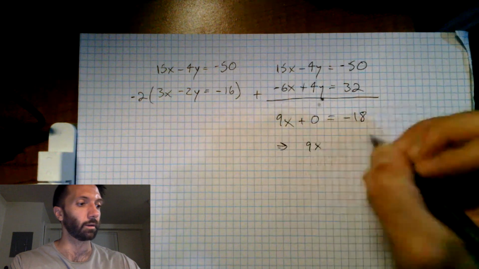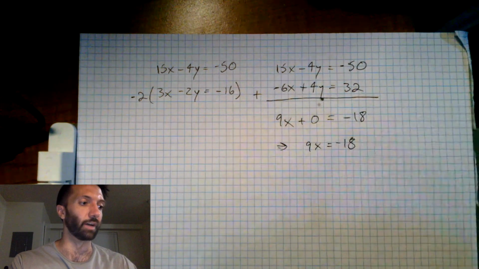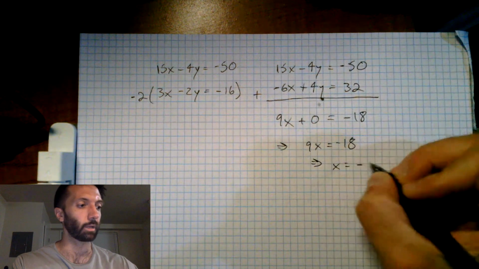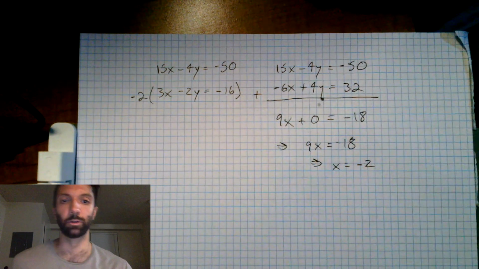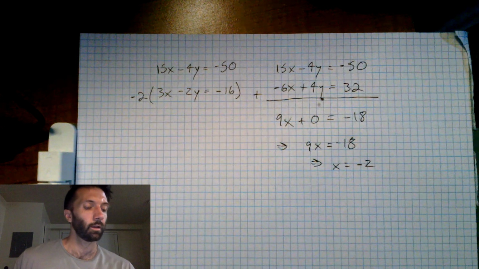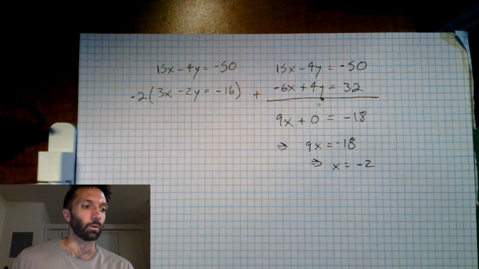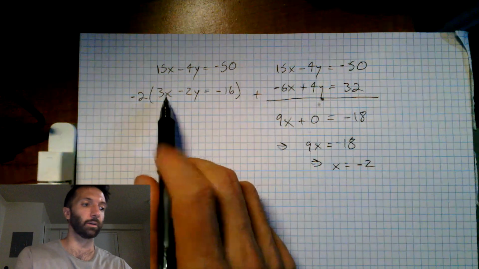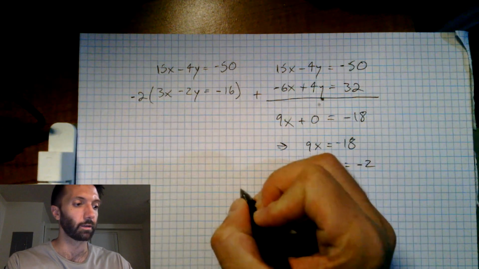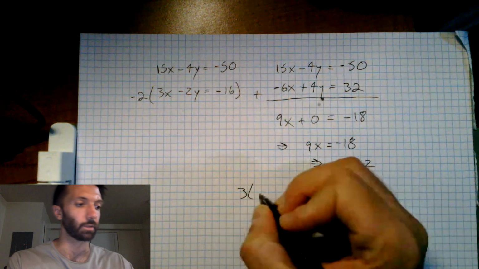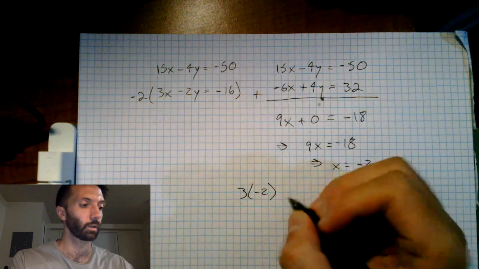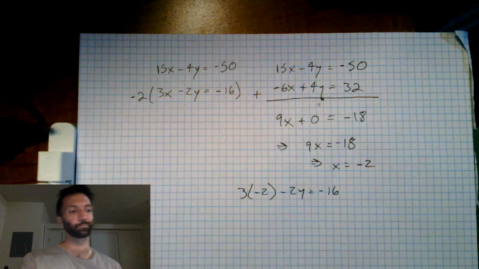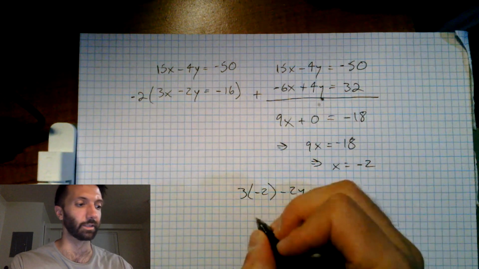And then we can go ahead and divide both sides by 9. And we see that x is going to be negative 2. And then I will substitute this negative 2 in for this x here. So I'll recopy that equation down. 3 times negative 2 minus 2y equals negative 16. And then we can simplify this down.